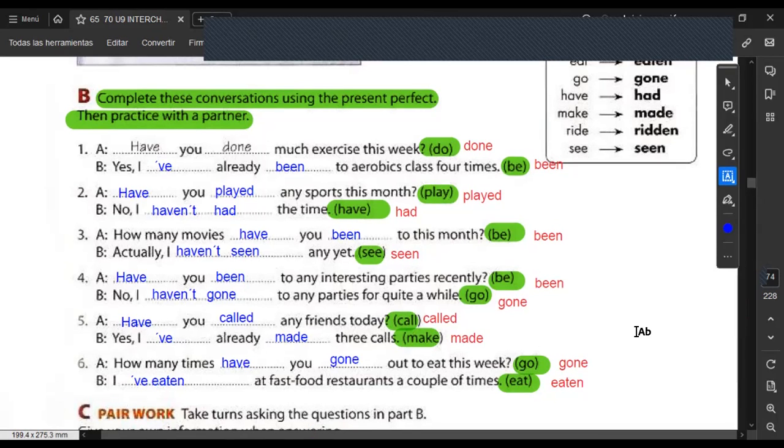Okay, what did you listen? Any word? ¿Alguna pequeña palabra que escuchó? I'm late. Ajá, late. I'm sorry, I'm late. Very good. Excellent. What else? It's delicious. Moroccan food. Very good. He's late, dice Armando. Exactly, Armando. What else? Okay, continue listening.